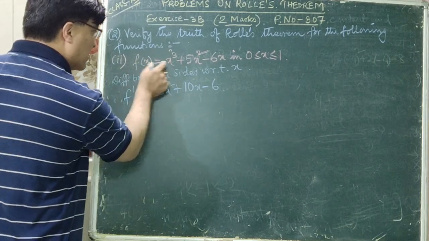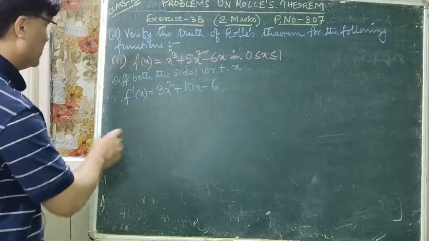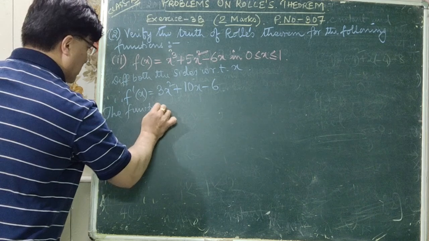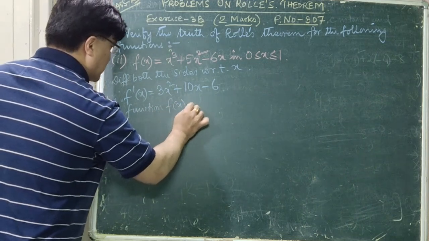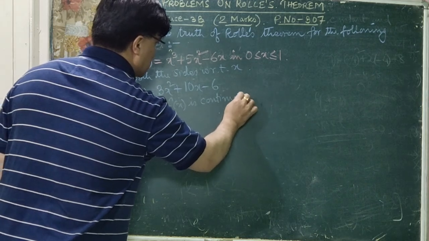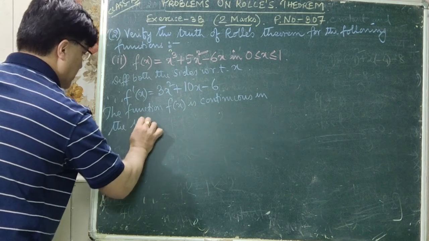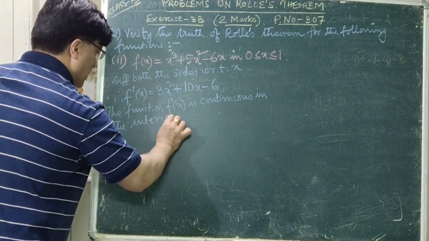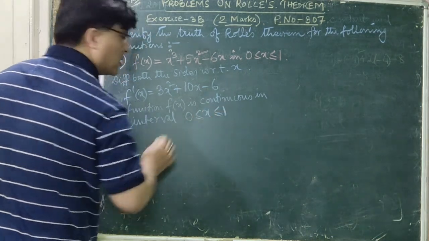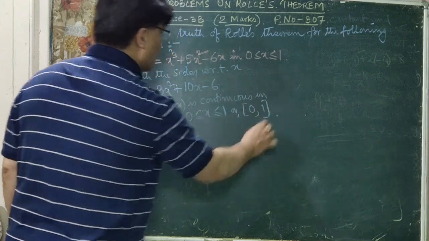So this function of x is the polynomial function of degree 3, so it is continuous in the given closed interval. The function f of x is continuous in the closed interval, that is 0 less than or equal to x less than or equal to 1, or you may write within third bracket 0 comma 1.